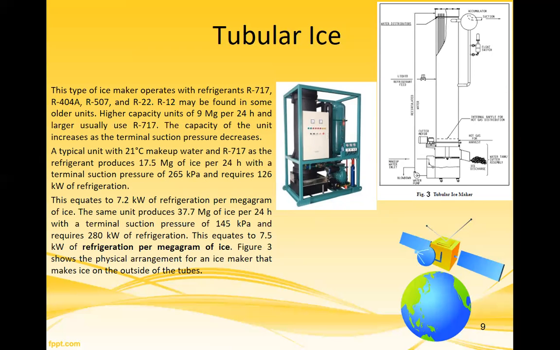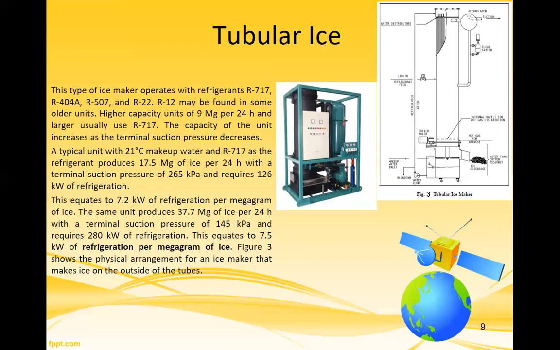So the capacity of the unit increases as the terminal suction pressure decreases. A typical unit with 21C makeup water and R717 active refrigerant produces 17.5 megagrams of ice per 24 hours with a terminal suction pressure of 265 kilopascal and requires 126 kilowatt of refrigeration. So ito yung performance niya. This equates to 7.2 kilowatt of refrigeration per megagram of ice.